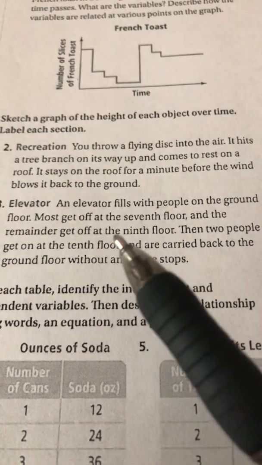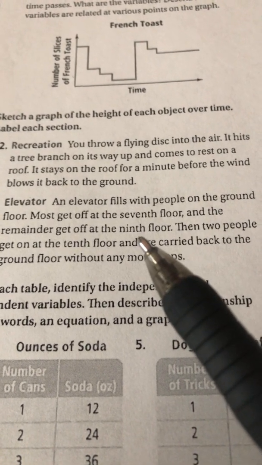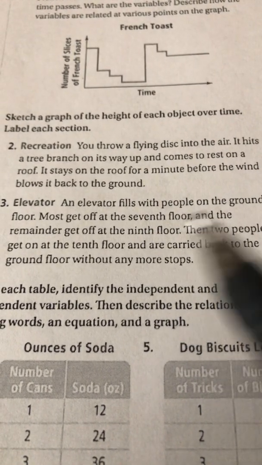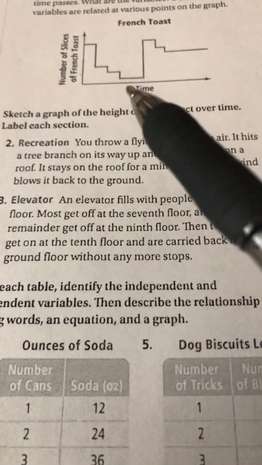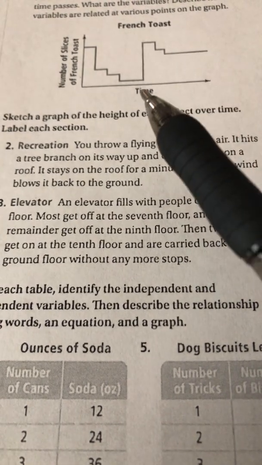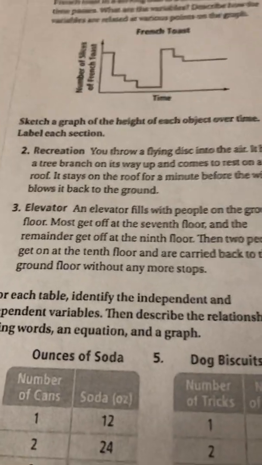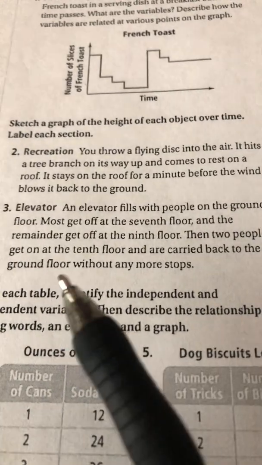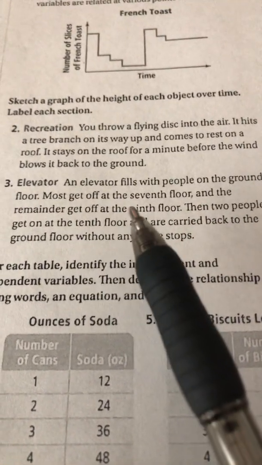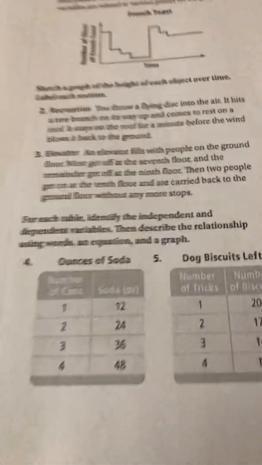I think it says on floor 7, most of the people get off, and then the remainder, so it's going to have a flat line over to the 9th floor, and then 2 people get on the 10th floor, so it goes back up a couple on the 10th floor, and then it carries on for the rest of the floors all the way to the ground floor, without any more stops. So just make that look however you can depict it on an L-shaped graph like that up there for number 1.